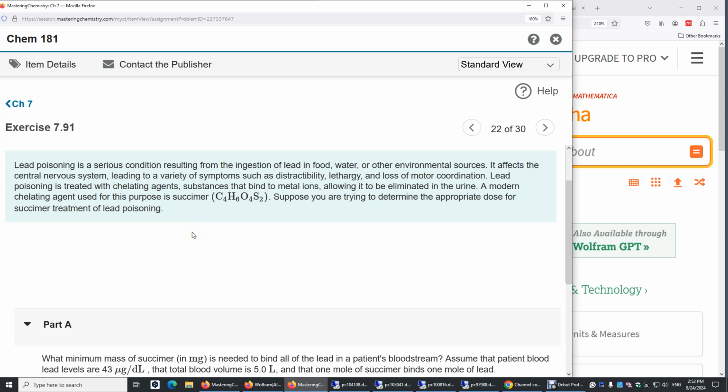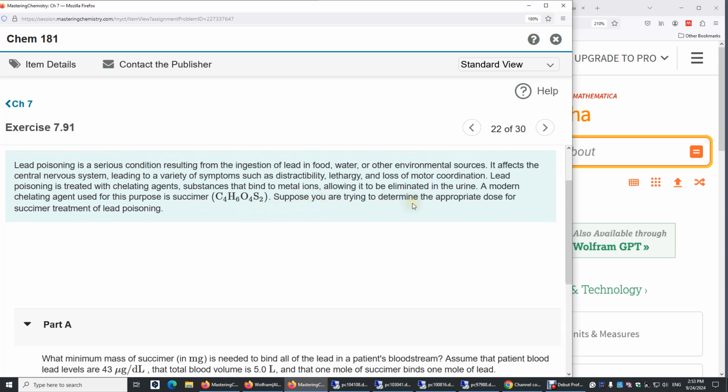Chapter 7, Exercise 7.91. Lead poisoning is a serious condition resulting from the ingestion of lead in food, water, or other environmental sources. Lead poisoning is treated with chelating agents such as this: Succimer, C4H6O4S2.